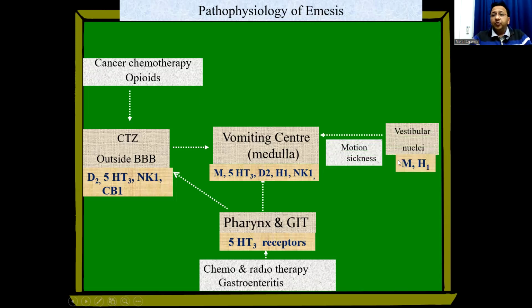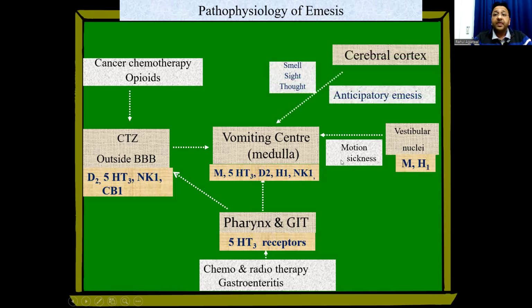Another important thing is motion sickness. Motion sickness is the sickness when you travel by bus or train or anything, the vomiting center gets stimulated. The two receptors present for motion sickness are the muscarinic and the histaminic, not the 5-HT3. Please mark it. 5-HT3 is not present for motion sickness, only the muscarinic and H1 receptors. So when you move, the vestibular nuclei will get activated, and will activate the muscarinic and H1 receptors, and the vomiting center will get stimulated.